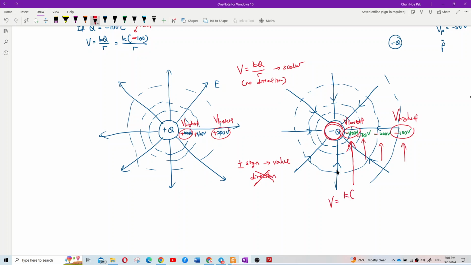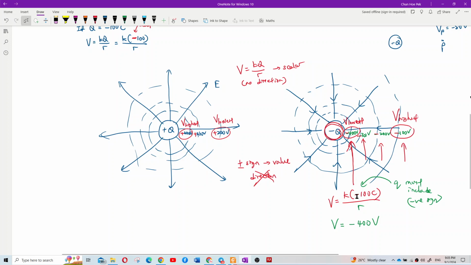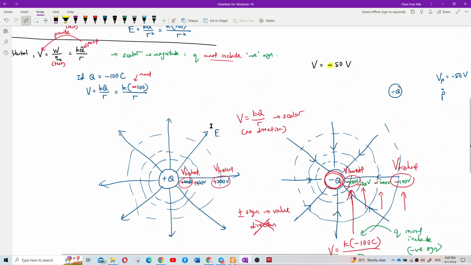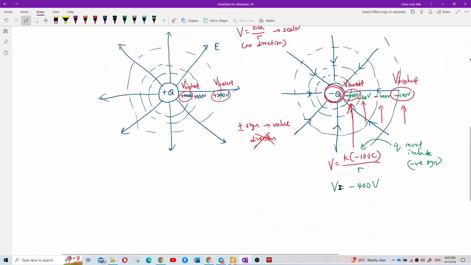that's why you must substitute. Let's say if the charge is negative 100 coulomb, you must include the negative sign. That's what it means. Okay, the charge must include negative sign. Barulah you dapat potential nilai negative 400. Faham tak? Kalau you ignore the negative sign, macam mana you akan dapat potential dan negative value? Betul tak?